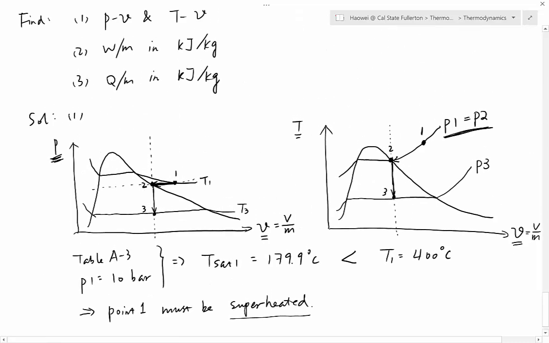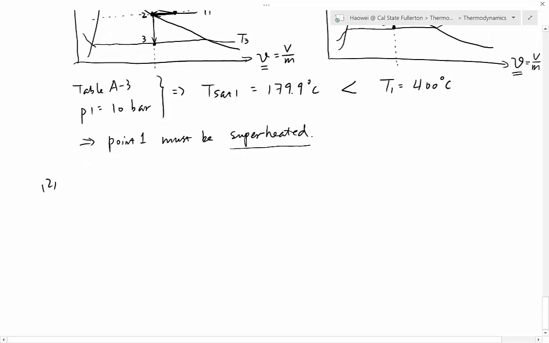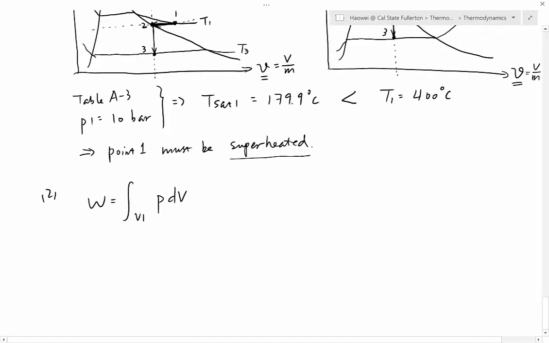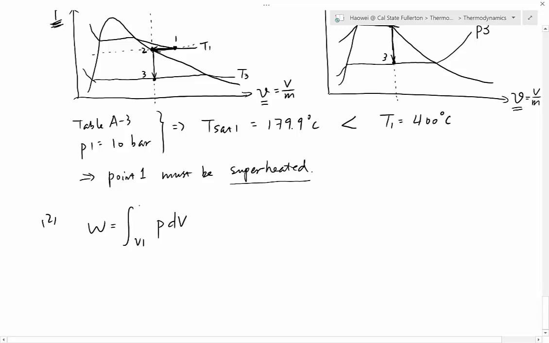Part 2 is to look for work per unit mass, and we want the unit of kilojoule per kilogram. How do we look for work? We can always try to start with the most fundamental equation for work. Work is always integral P dV, and the lower limit will be V1, but this time the upper limit, be careful here, it's V3, not V2, because the final point is number 3, not number 2.